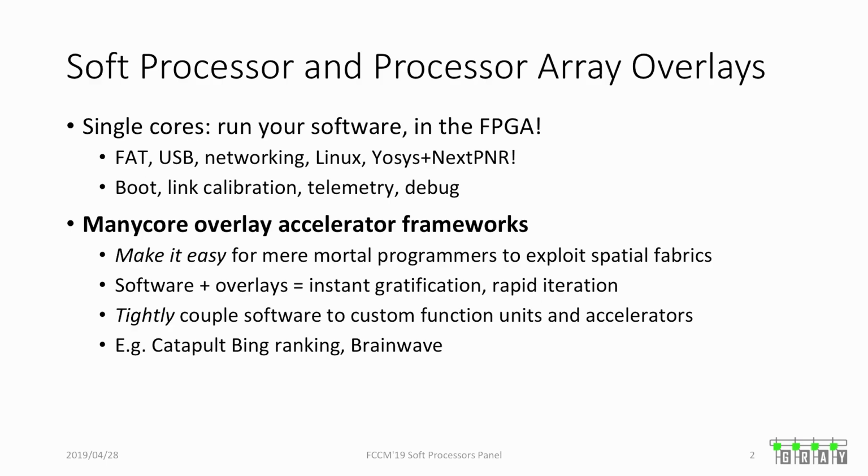So what's the utility of soft processors and processor arrays? Well, for single cores, they're quite mainstream now. They let you run your software in the FPGA, so you don't need a separate MCU. We use them for legacy software stacks, so FAT file systems, USB, networking, Linux. You can even run a full FPGA toolchain in the FPGA to generate the next bitstream of that FPGA, which is where we're at now. And we also use them in housekeeping stuff: booting, link calibration, and so on.